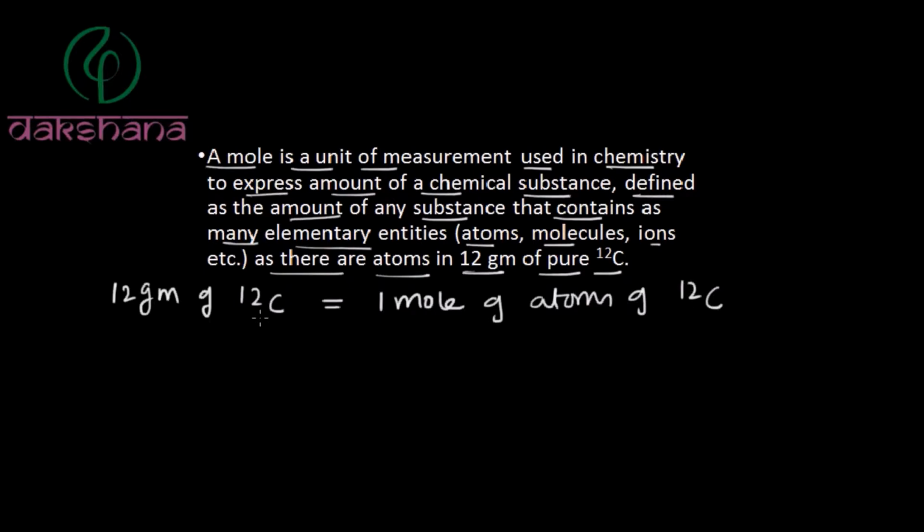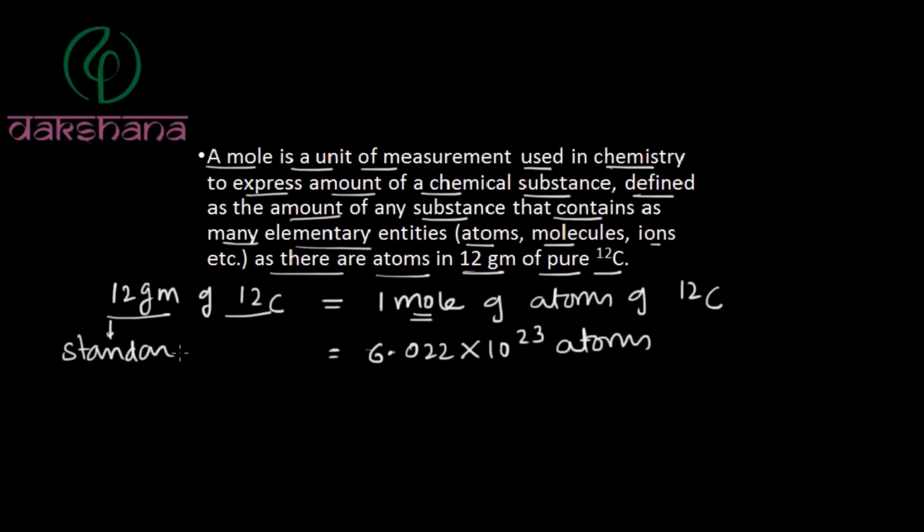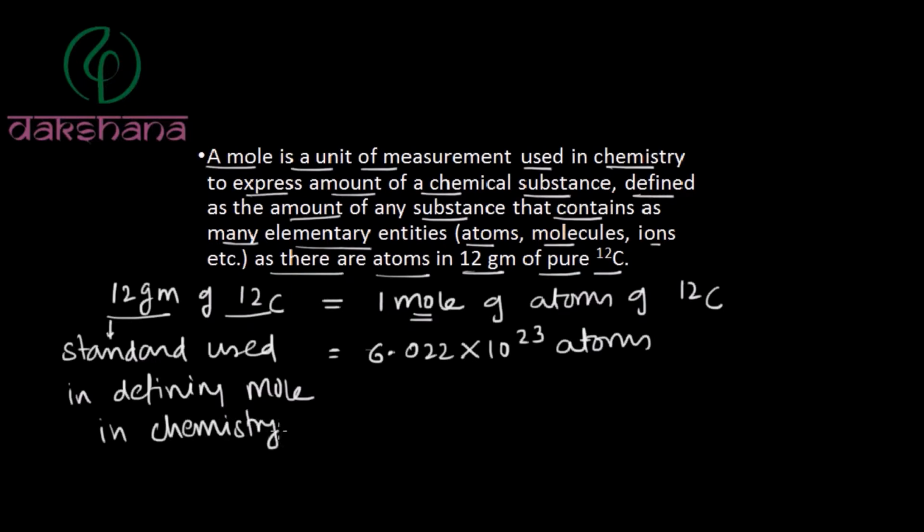So in 12 gram of carbon C12, I will have 1 mole of atoms. And in 1 mole, we already know how many atoms? 6.022 into 10 to the power 23 atoms. Okay. So now you must be confused about this 12 gram and C12. This is just a standard used in defining mole in chemistry. So this is just a standard.